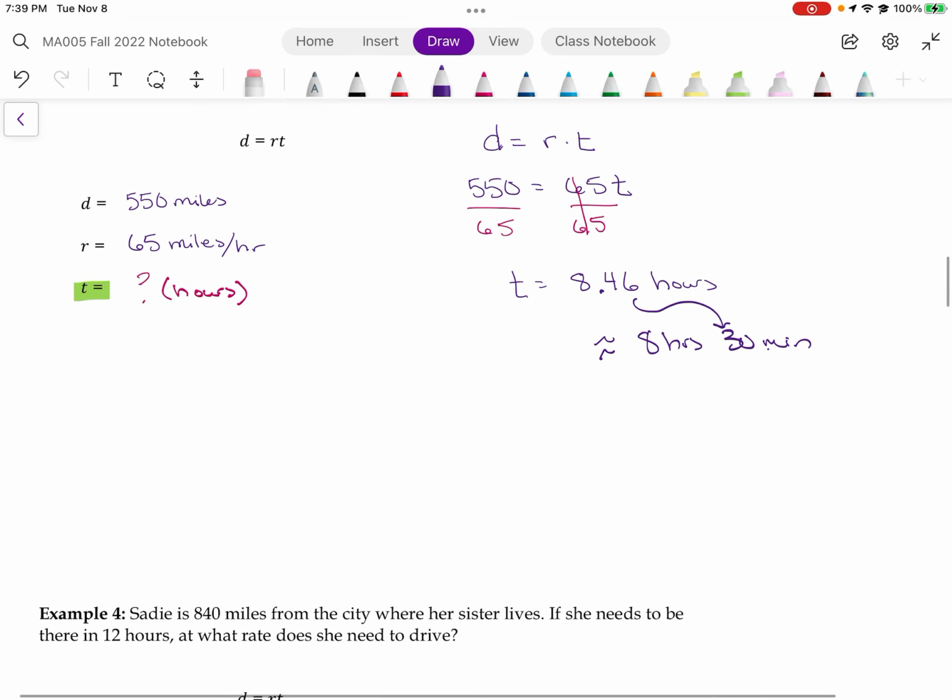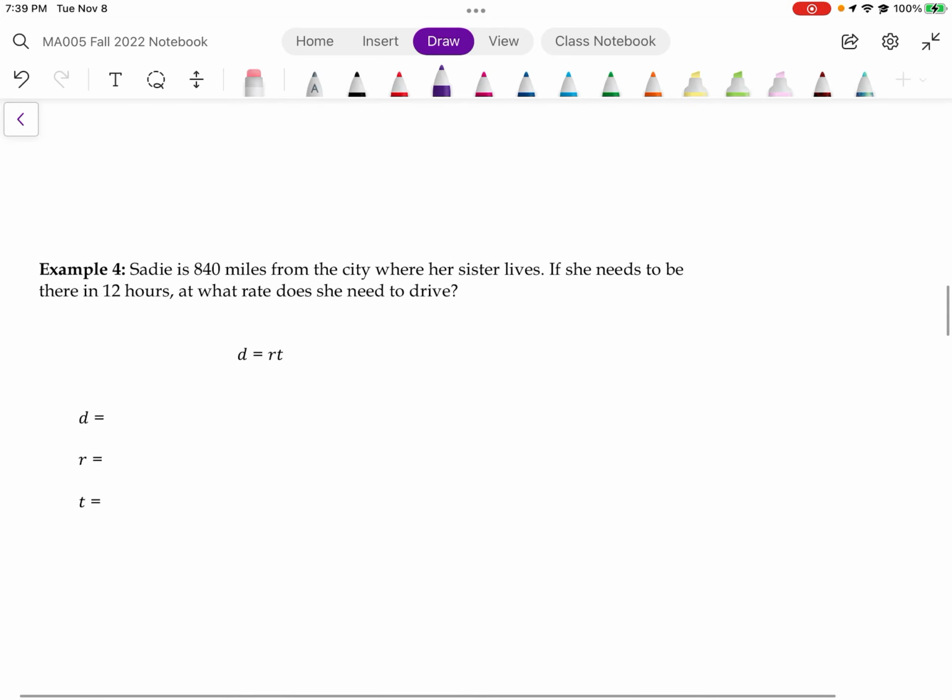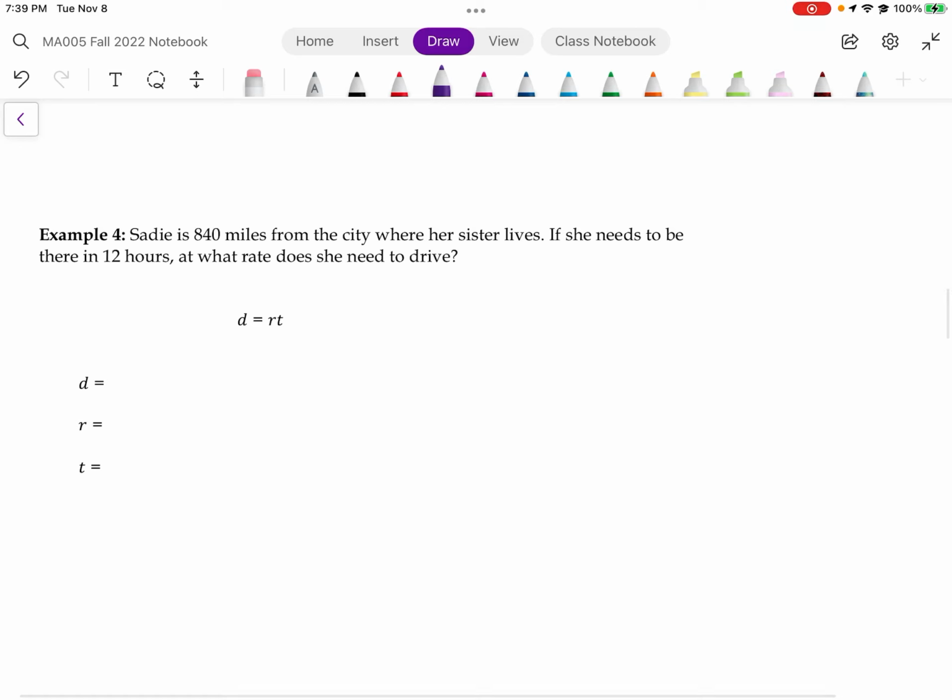Okay, so let's move on. Sadie is 840 miles from the city where her sister lives. If she needs to be there in 12 hours, at what rate does she need to drive? So the question is, at what rate does she need to drive? So the unknown is the speed, the rate. All right, so she's 840 miles from the city where her sister lives. She needs to be there in 12 hours. How fast does she have to go?